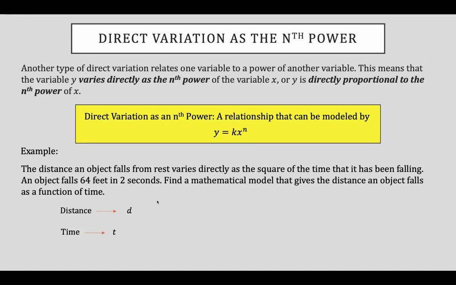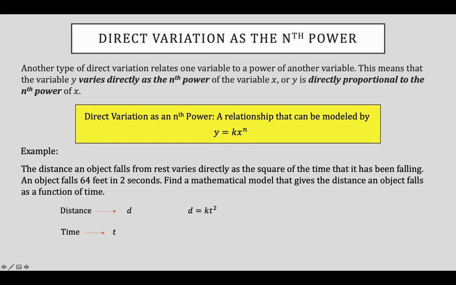Now that we have our variables, we can come up with our mathematical model. All right, the distance varies directly as the square of the time. This would be y varies directly as x to the nth power. In this particular problem, we are going to have d, distance varies directly as the square of the time, d equals kt squared. Again, in all of these, our next step is going to be to solve for that constant of variation k.